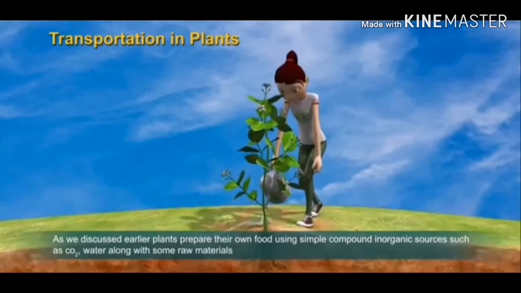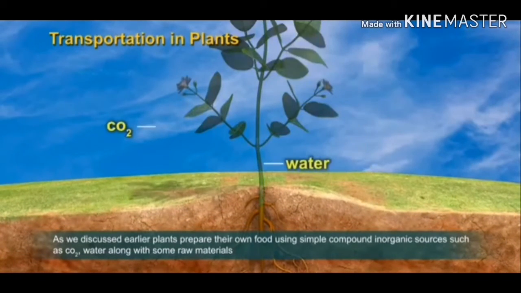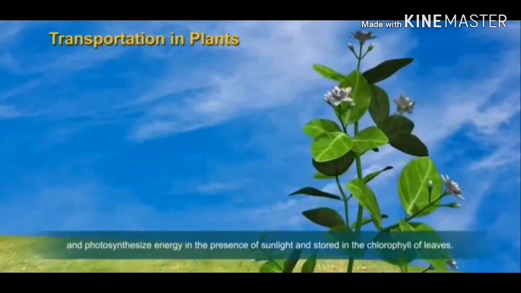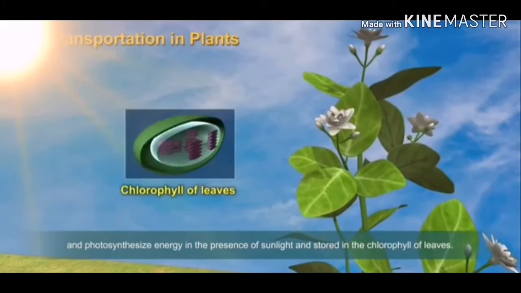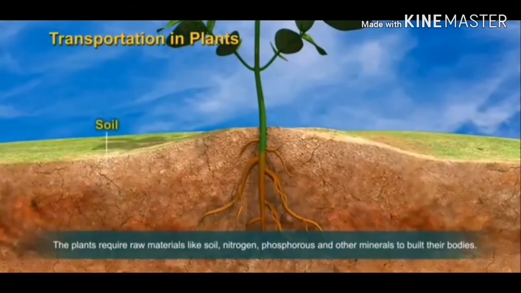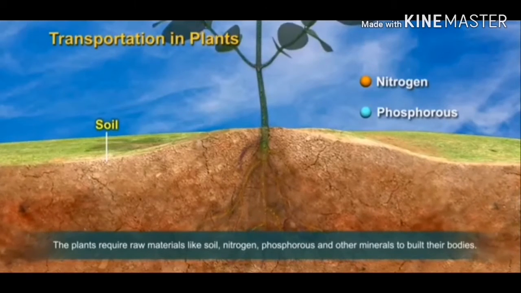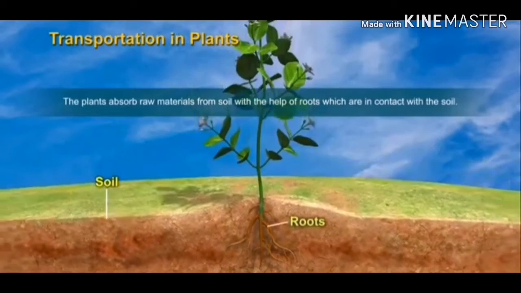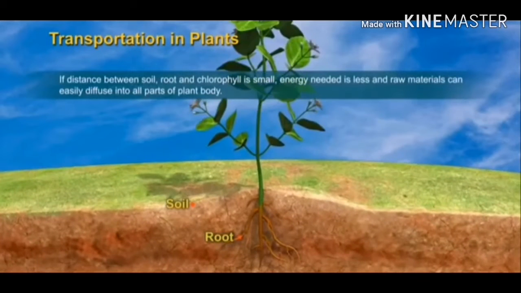As we have discussed earlier, plants prepare their own food using simple inorganic compounds such as CO2 and water, along with some raw materials, and photosynthesize energy in the presence of sunlight, stored in the chlorophyll of leaves. The plants require raw materials like soil, nitrogen, phosphorus, and other minerals to build their bodies. The plants absorb raw materials from soil with the help of roots, which are in contact with the soil.